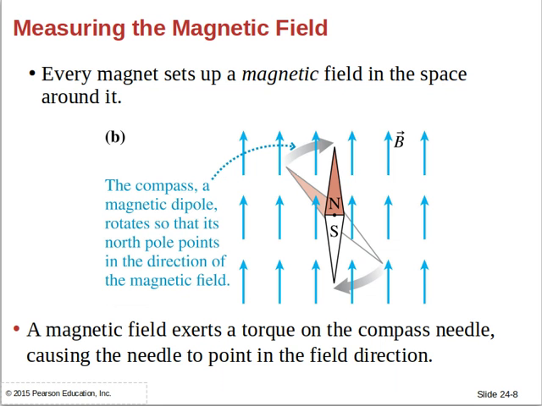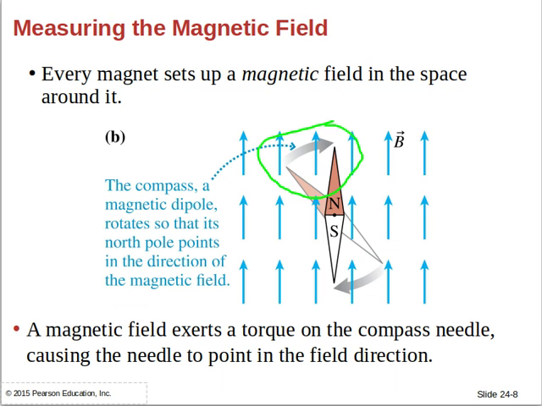The north pole will point in the direction of the field, and the south pole will point in the direction opposite to the field. Every magnet sets up a magnetic field in the vicinity around it. And the bar magnet here experiences a torque as a result of being placed in the magnetic field, and you can see how that torque serves to align the dipole so that it's parallel to the magnetic field.